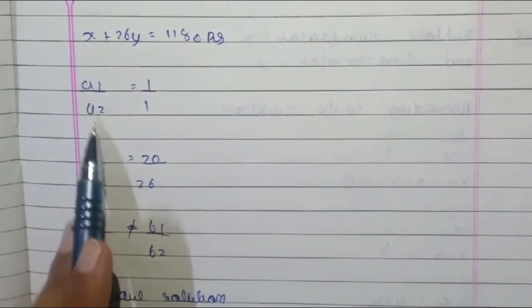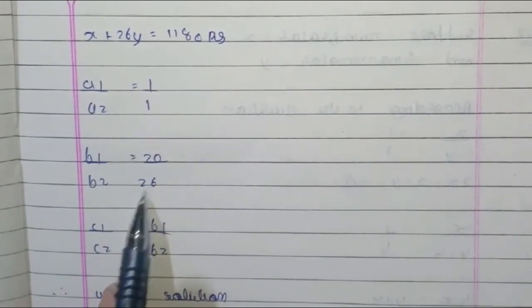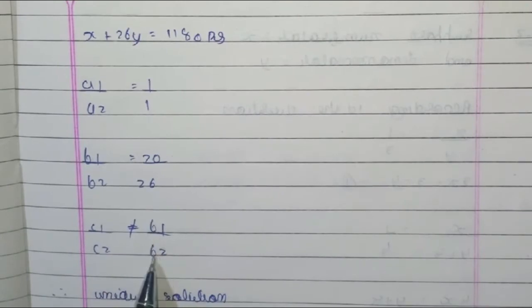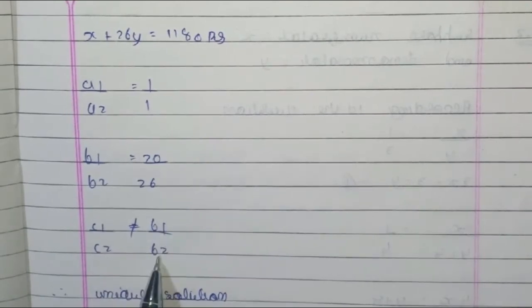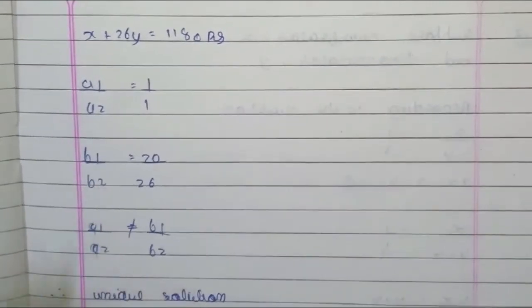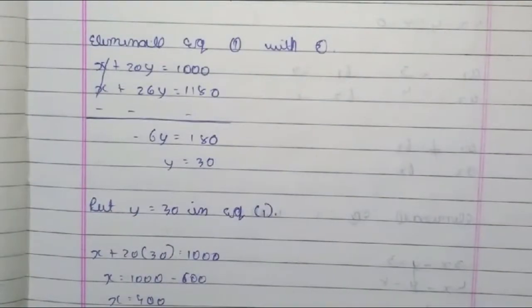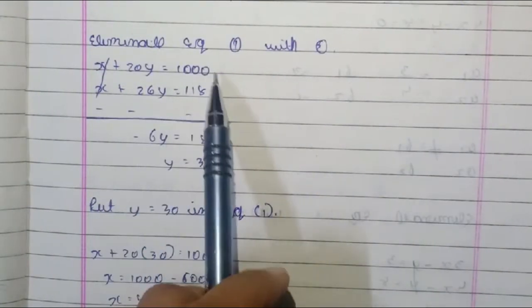First we check whether the result exists or not. a1 by a2 is equal to 1 by 1. b1 by b2 is equal to 20 by 26. So a1 by a2 is not equal to b1 by b2. So we know that there is a unique solution. We can take the elimination method.